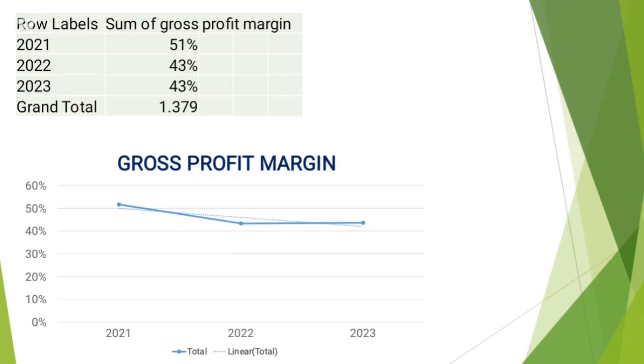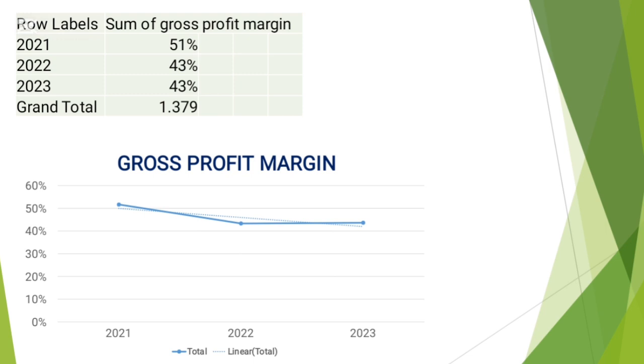So for now, let's dive into the analysis. We are going to go straight into the ratios, and the first ratios that we're going to analyze are profitability ratios. We are going to look at gross profit margin. Gross profit margin is the profit made after the deduction of cost of goods sold. In 2021, gross profit is standing at 51%. In 2022, it is at 43%. In 2023, it is at 43%. So we can see just a steady decrease in terms of gross profit.